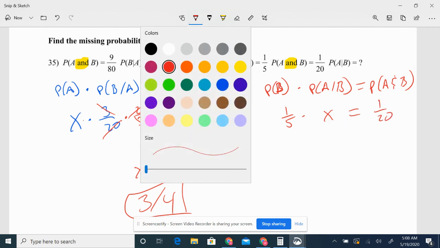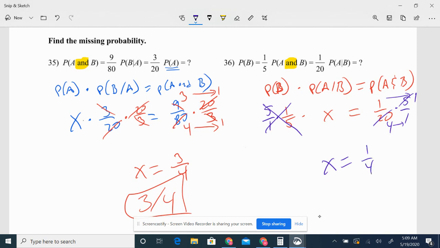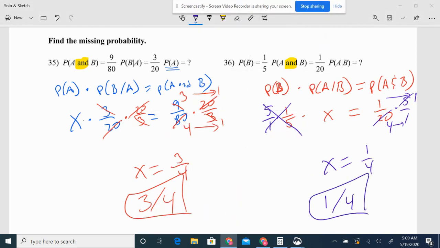The way I'm going to get the X by itself is if I multiply both sides by 5 over 1. That way these 1's and these 5's cancel out, so I have X by itself. Now 5 and 20, let me divide each by 5. When I multiply straight, I get 1 over 4. So my answer will be 1 over 4. That's how you guys will end up typing it. Easy. Expect one of these on the test.